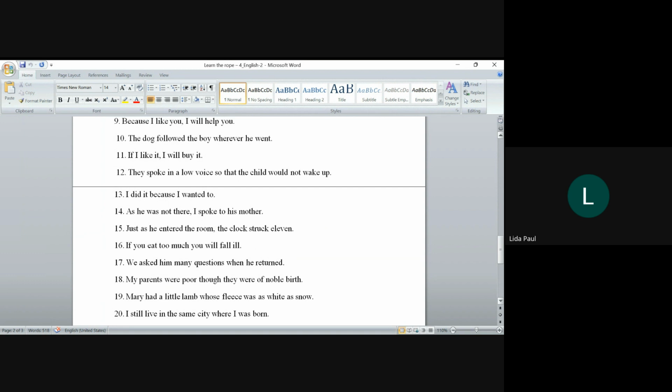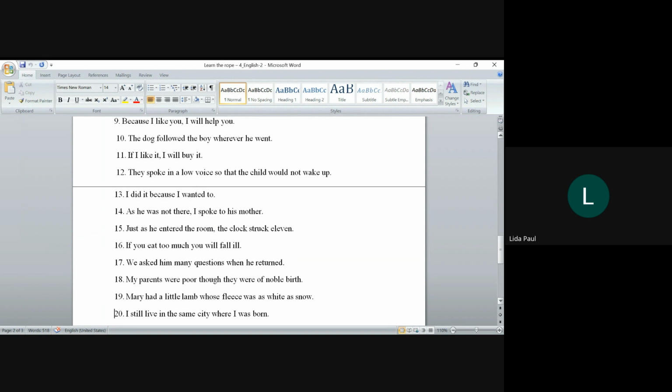Adverb, no? Telling you about time. When did you ask it? When he returned, right? It cannot be anything else. You cannot replace it with any. Even if you replace, it has to be an adverb, right? So we asked him many questions when he returned. When he returned is your adverbial clause.